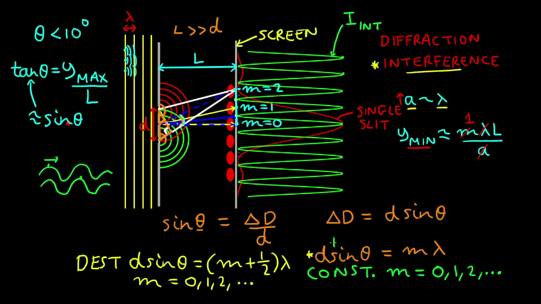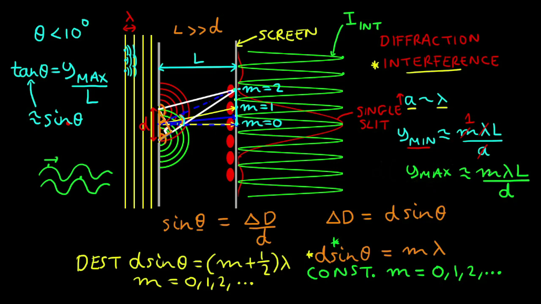So therefore, using this formula for constructive interference, we take sine theta as y max on L, so we can write d times y max on L is approximately m lambda. If you turn this equation around, we can write y max is approximately equal to m lambda times the distance to the screen, on the distance between the slits.